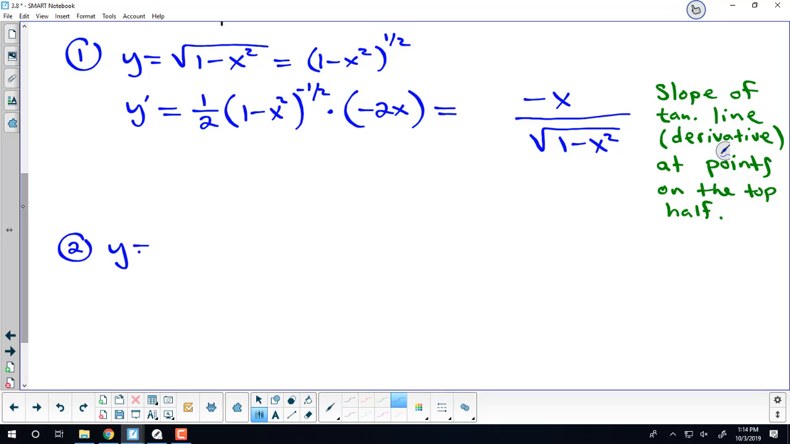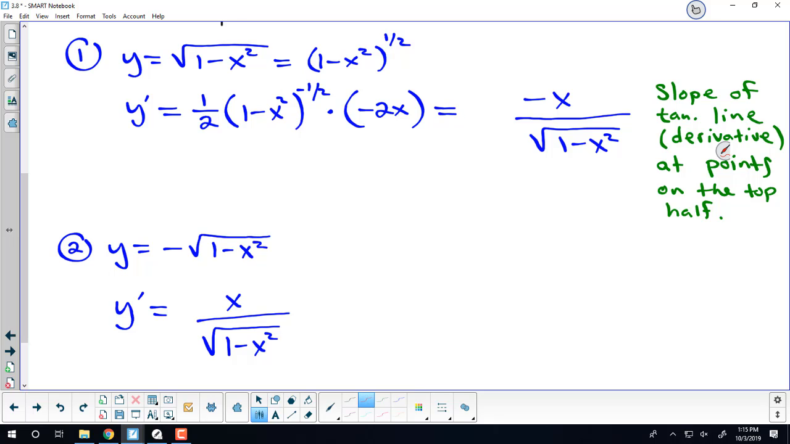The bottom half of the circle is just the negative of that. So y is negative root 1 minus x squared. If the only difference is the negative in front of the function, what do you think the derivative will be? It's the opposite of our derivative, so it's just x over the square root of 1 minus x squared. And so this is the slope of the tangent line, or derivative, for the bottom half.